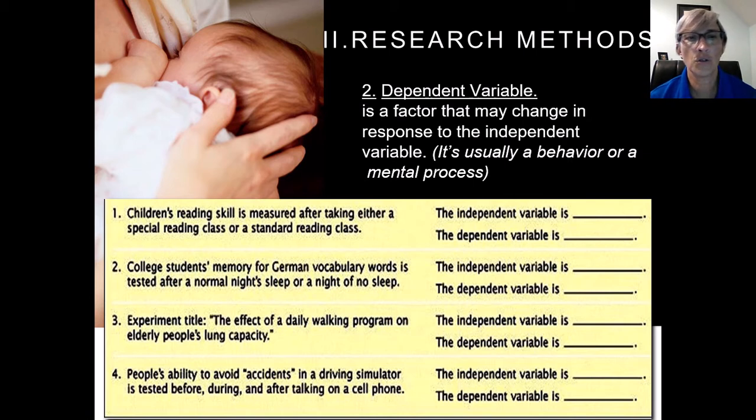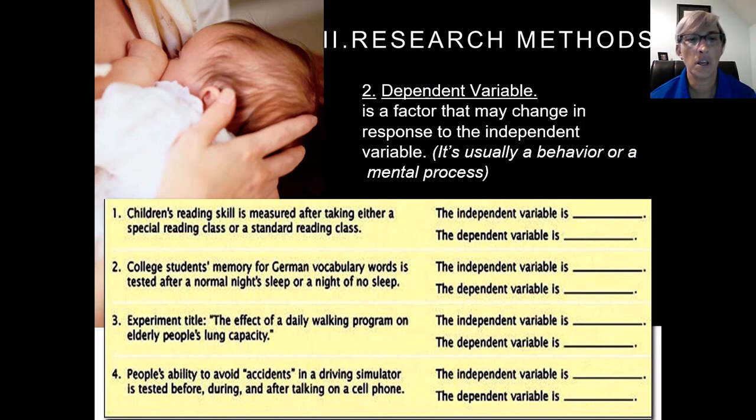Number 2, a college student's memory for German vocab words is tested after a normal night's sleep or a night of no sleep. Number 3, experiment title is the effect of a daily walking program on elderly people's lung capacity. What is the independent variable? What is the dependent variable?